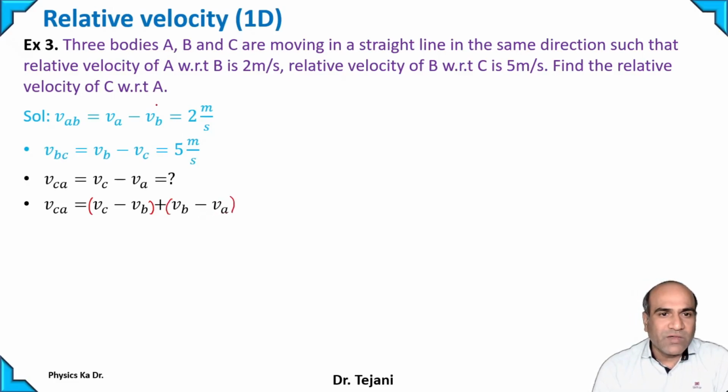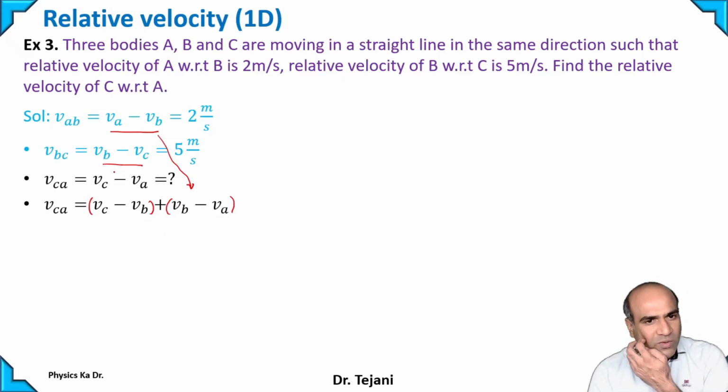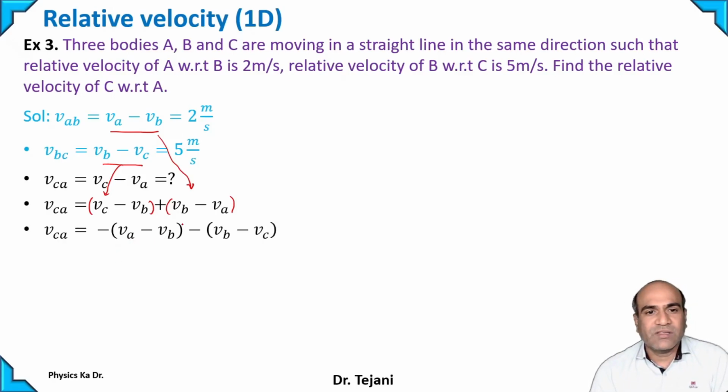But here we have VA minus VB. Can we write in this form? And here we have VB minus VC. So we have the opposite sides, both are opposite. So we can reshuffle this and write in this portion VB minus VA, and in this case VB minus VC.